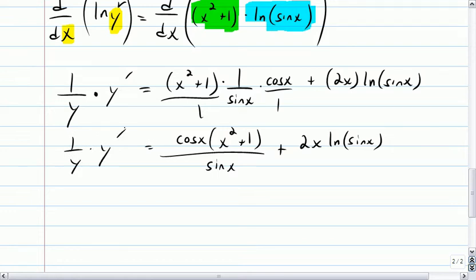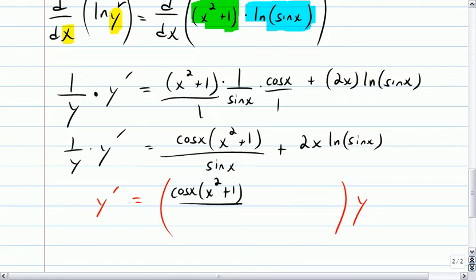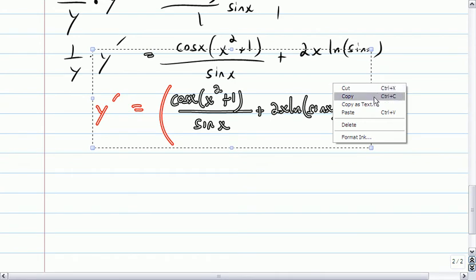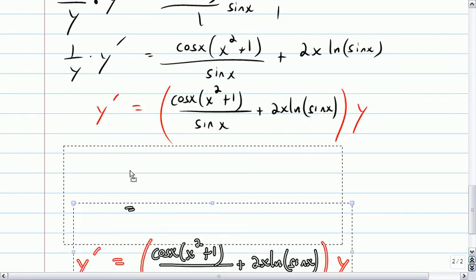So isolate y prime by multiplying both sides by y. So y prime falls out over here. Now I have to multiply the entire right-hand side by y. So I'm going to recopy this again: cosine x, x squared plus 1 over sine x, plus 2x natural log sine x. We're almost there. That's pretty good.